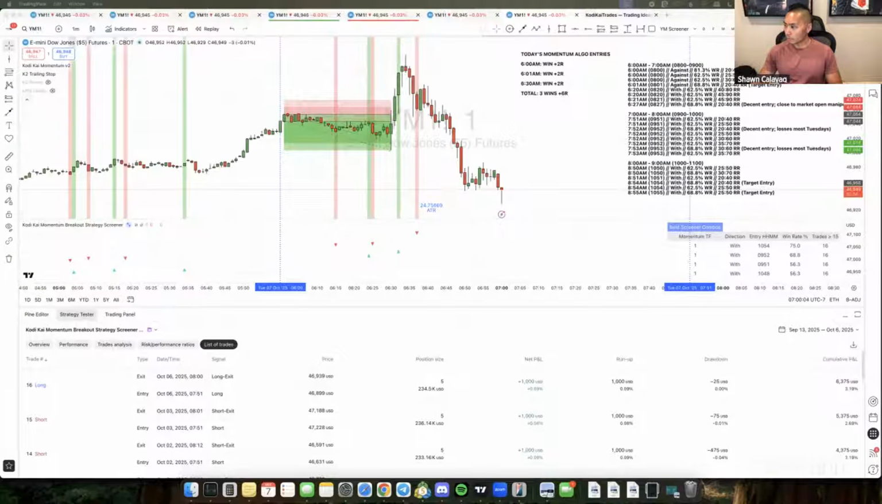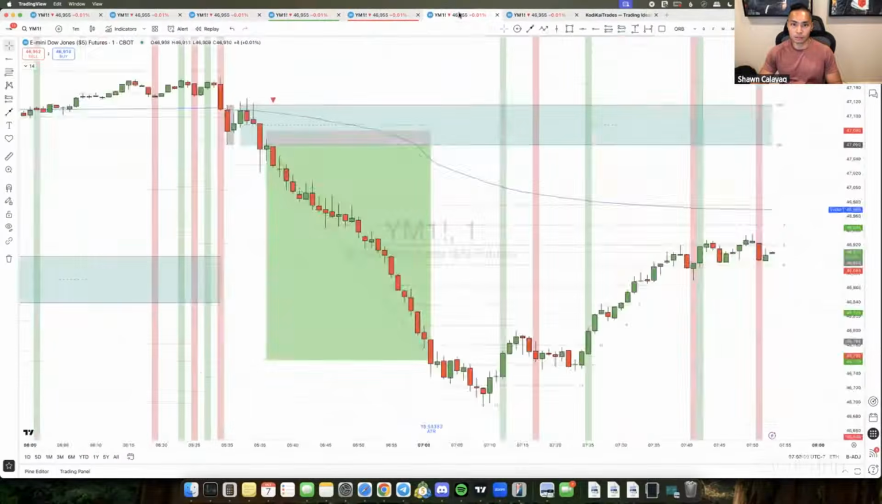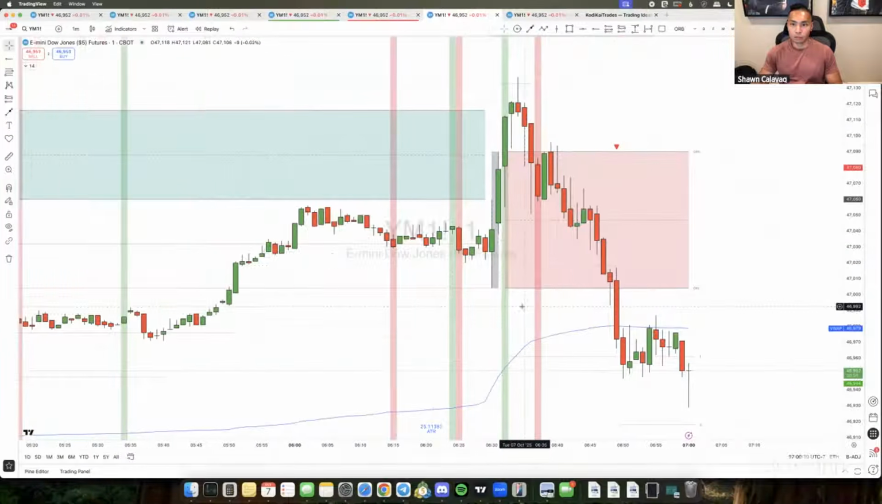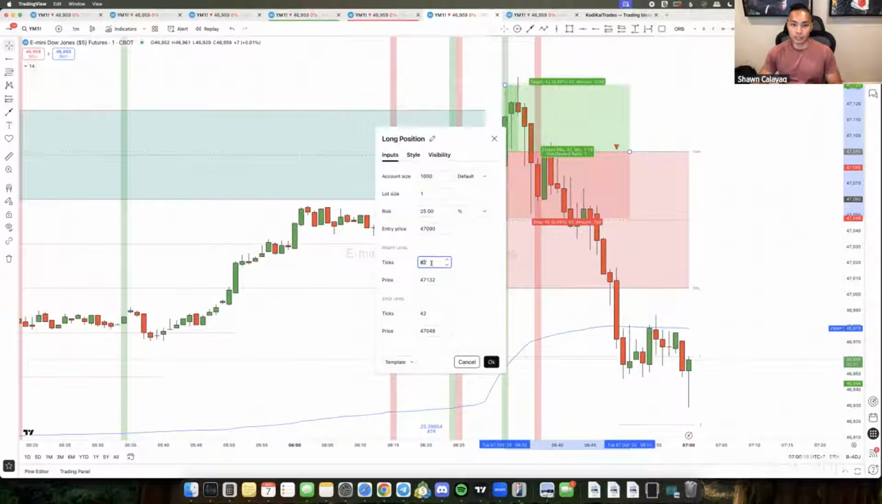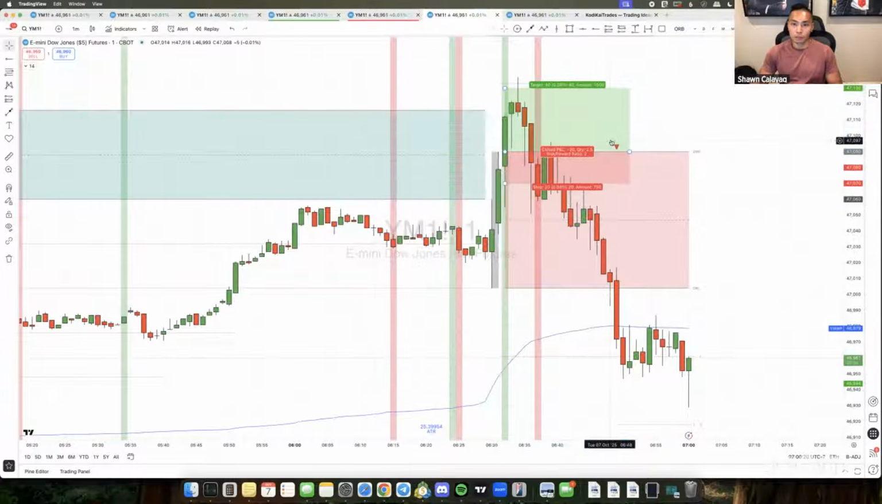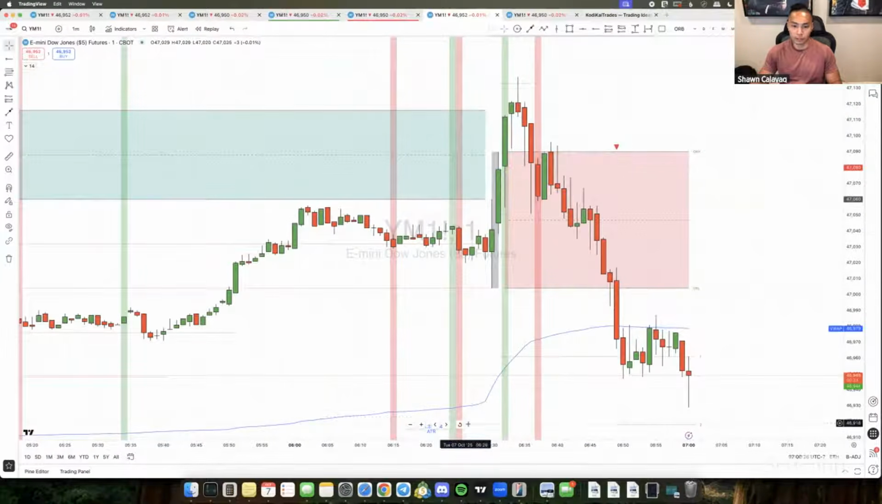Here, let me scroll up real quick and let's see what else we got. I think the ORB hit today too. Let's see. The ORB actually lost today, it looks like. No, so the ORB would have been canceled. If you guys follow my ORB entry, basically it hit target already before it filled, so the ORB would have been canceled. So no ORB entry for the day.